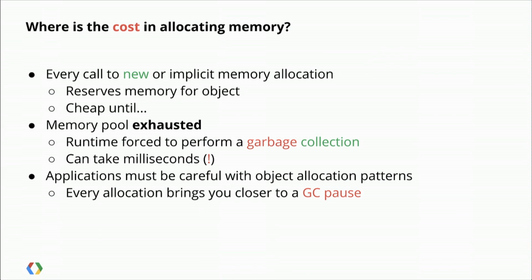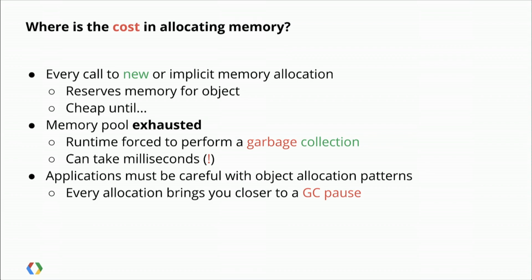The first question you want to ask yourself is, what's the cost in allocating memory in JavaScript? And it's not the call to new. Typically, the call to new is incredibly fast, very, very quick until you've exhausted a memory pool. We'll get to what's actually happening in a moment. But at that point, the runtime is forced to do a garbage collection. And this is where all the time is spent. It can actually take milliseconds.